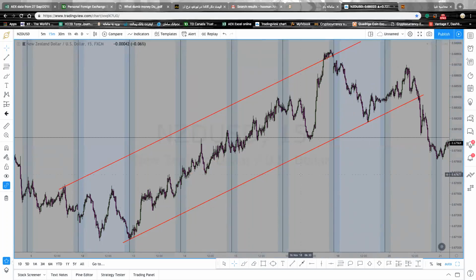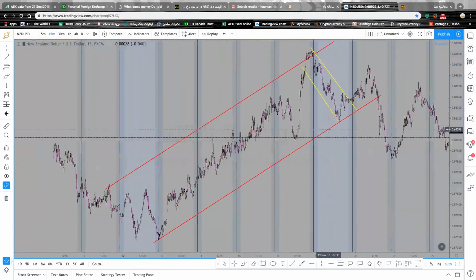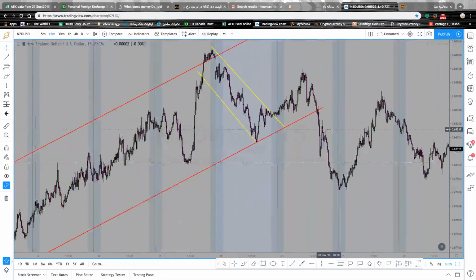So you draw the first one, then you have to look for the inducement. Okay, in here, peak form, that's the only inducement I can see. Oh, there you go. Sorry. That's the inducement. Then change the color of your inducement trend line so you can see it clearly.